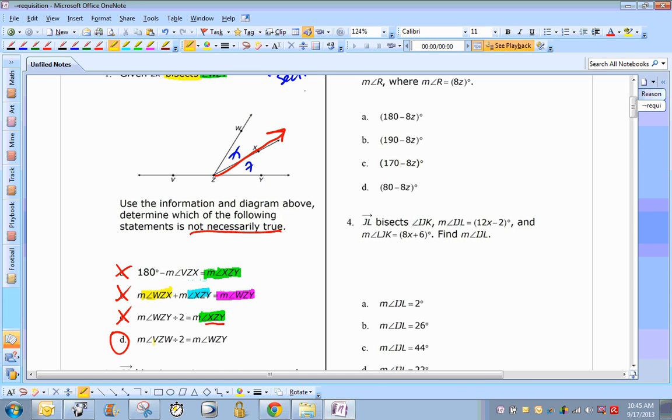This one says VZW, V to Z to W. We don't know much about this angle because there's nothing given in the question. If we divide it by 2, it equals WZY. WZY is this big angle over here, and we have no clue that those are exactly half because that information isn't given. So it would be answer D.